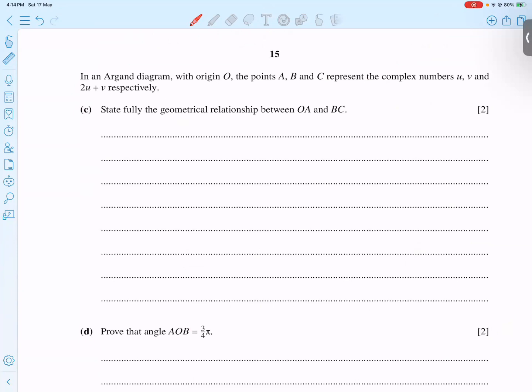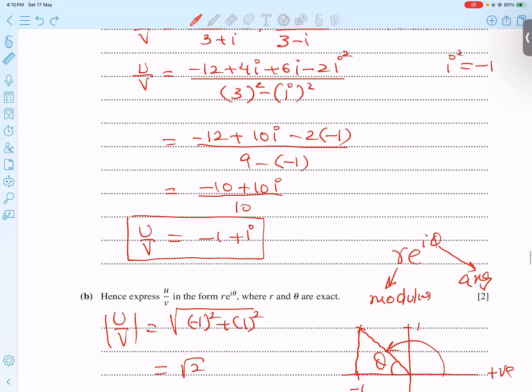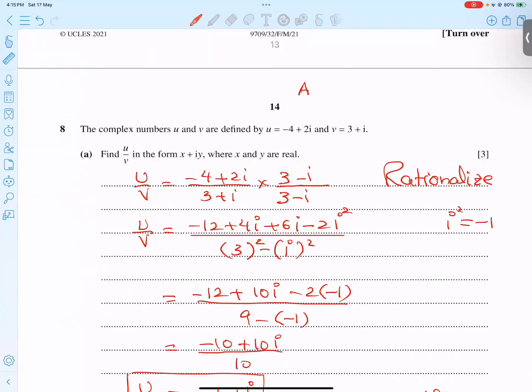He's saying in the Argand diagram we have origin O, A, B, C. We have four things here. Be careful. He mentioned that A represents u, B represents v, and C represents this. So we have to write in order and carefully. I repeat again, u is A. Let me write here, u has coordinates -4, 2, and v is 3 plus i, so it means 3 and 1.